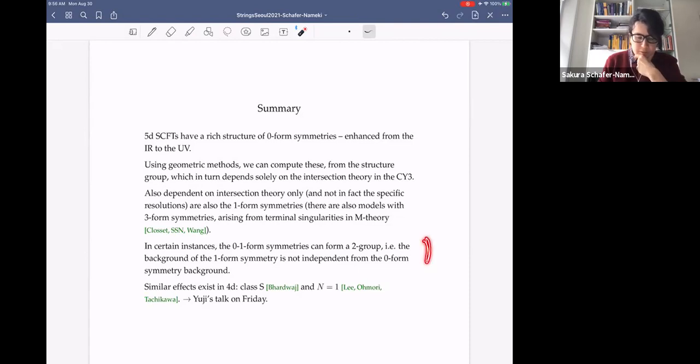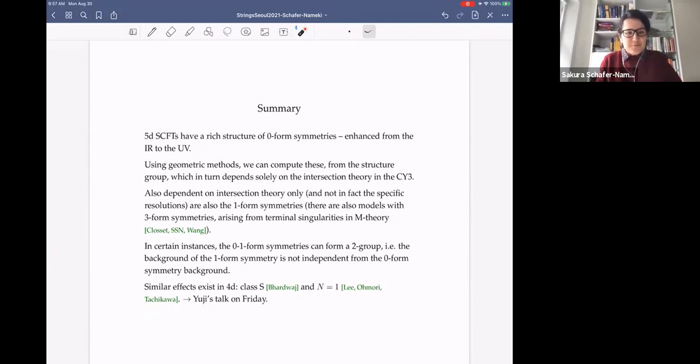You've seen that there are these mixings between zero- and one-form symmetries into two-groups. And what would be very interesting is to understand what the physics of these things is. And these are not that exotic. There were papers in class S by Lakshya, and also for N=1 theories in four dimensions, there are very nice examples of two-group symmetries. I think Yuji will talk about this on Friday, so you'll hear something about two-groups then as well. So it'd be exciting to understand the physical implication of these. Similar to the one-form symmetry in four dimensions, which tells about confinement, what do two-group symmetries tell us? Okay, so thanks very much for your attention.